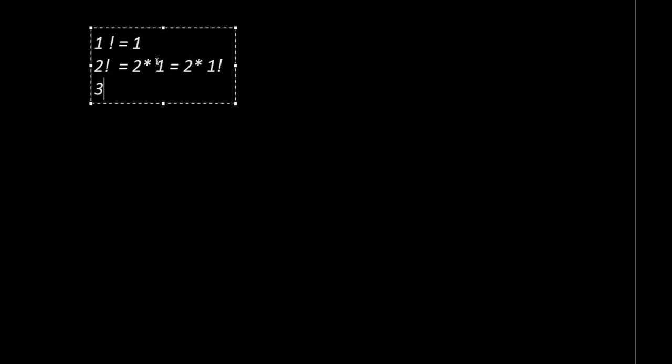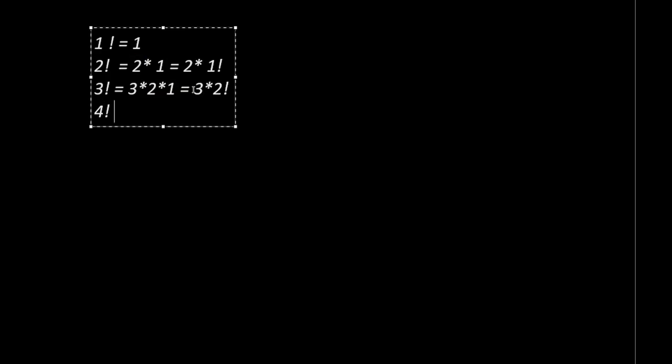So let us see how to find 3 factorial. That is 3 into 2 into 1. Can we visualize 3 factorial in terms of 2 factorial? Yes, 2 factorial is 2 into 1. So we can write 3 factorial as 3 into 2 factorial.